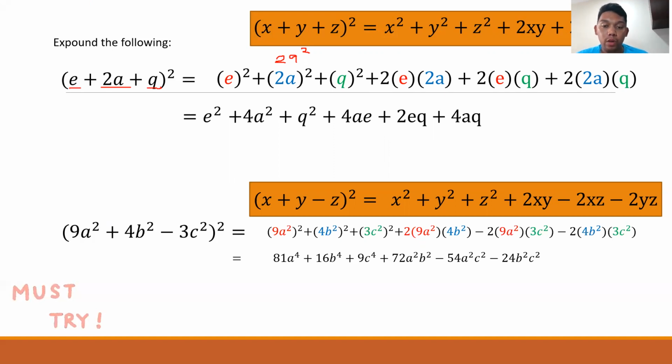18 times 4, or 9 times 4 is 36 times 2, 72. And then 9 times 3 is 27 times 2 is 54, sorry. 2 times 4 times 3 is 24. So again, do not include the negative sign since you already established the symbols here. Right. So that's all for the square of trinomials. You may refer to the module for more examples and practice exercises.